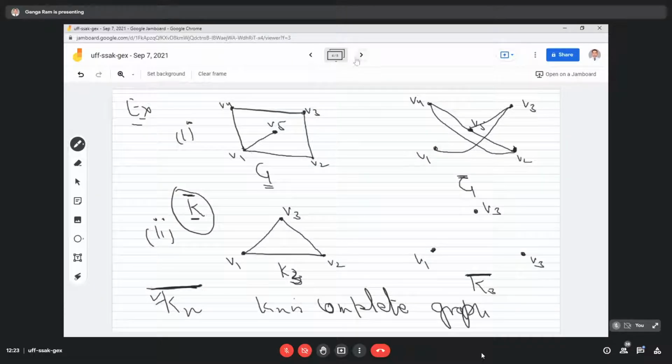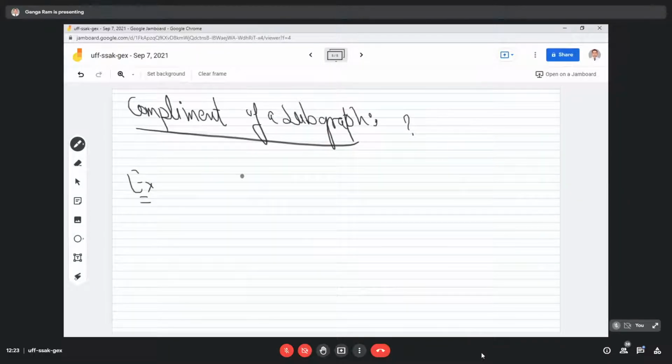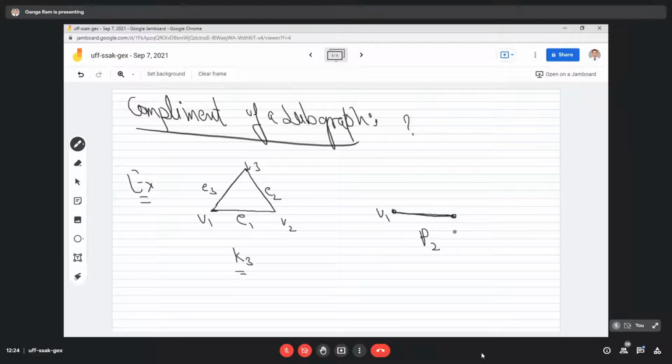I have a graph, this one. Again, this is V1, this is V2, this is V3, and it is E1, E2, and E3. It is the K3 graph. And suppose I have another graph, this one, which is the P2 graph which has V1 and V2 and E1.